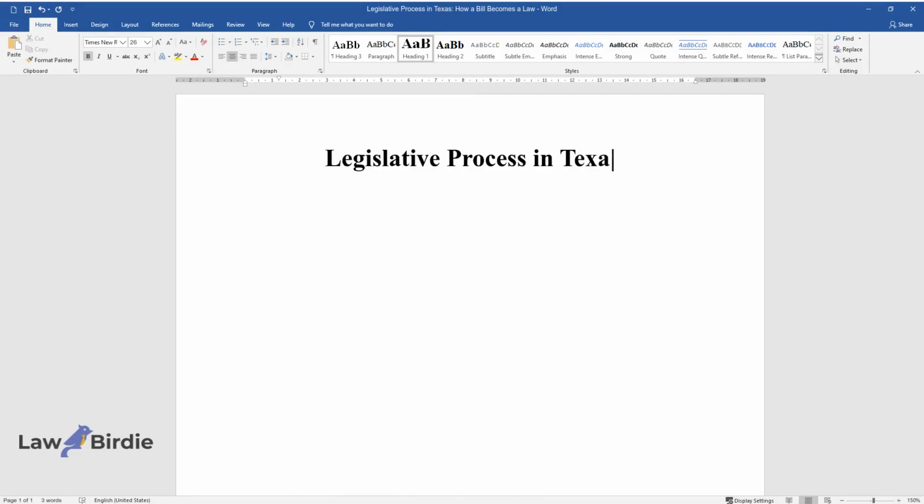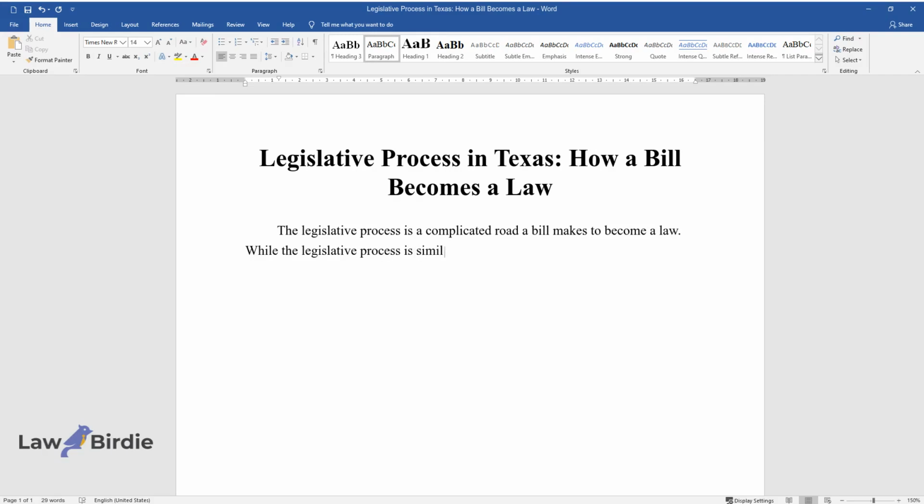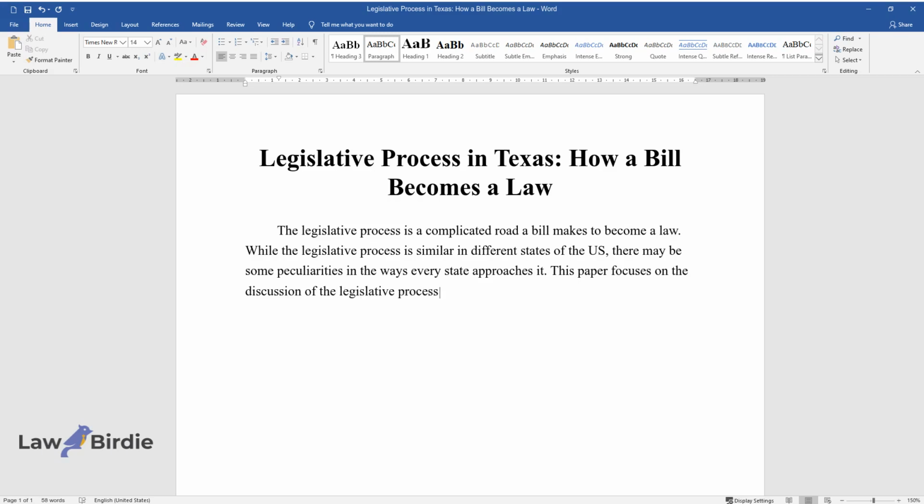Legislative process in Texas, how a bill becomes a law. The legislative process is a complicated road a bill makes to become a law. While the legislative process is similar in different states of the U.S., there may be some peculiarities in the ways every state approaches it. This paper focuses on the discussion of the legislative process of Texas based on Bill SB 181, which was accepted in the 87th legislative session.